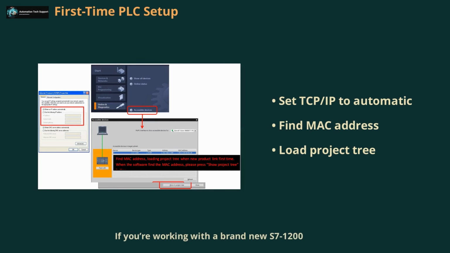If you're working with a brand new S7-1200 PLC that doesn't have an IP address assigned, you'll need to configure its network settings. Start by setting the Internet Protocol TCP/IP properties to obtain an IP address automatically. This allows your computer to detect the PLC on the network. Next, use the Accessible Devices feature in the TIA portal to locate the PLC's MAC address. Once found, load the project tree and press the Show Project Tree button to proceed. This step is crucial for identifying your device and preparing it for further configuration.